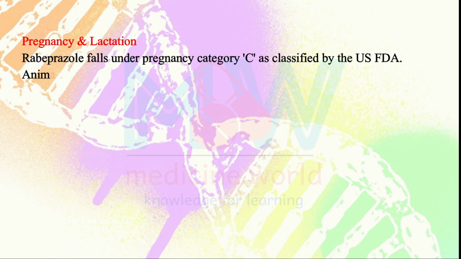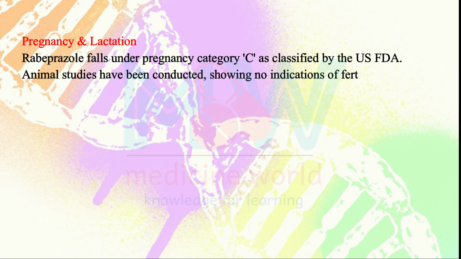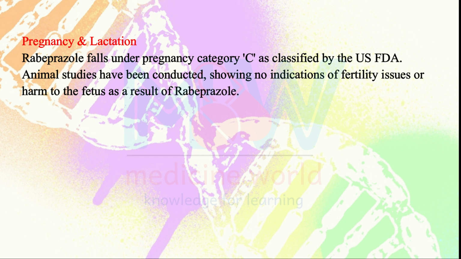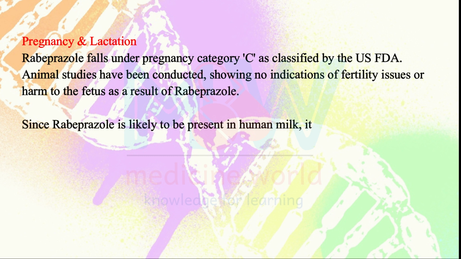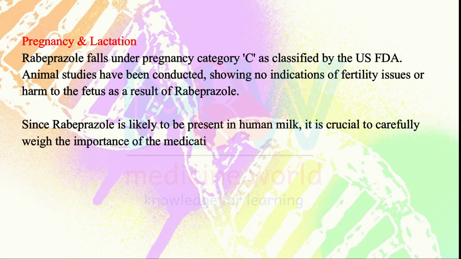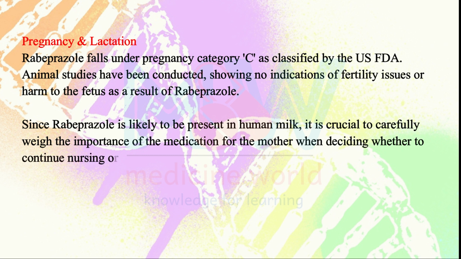Rabeprazole is a pregnancy category C drug, as classified by the US FDA. Animal studies have been conducted, showing no indications of fertility issues or harm to the fetus as a result of rabeprazole. Since rabeprazole is likely to be present in human milk, it is crucial to carefully weigh the importance of the medication for the mother when deciding whether to continue nursing or discontinue the drug.